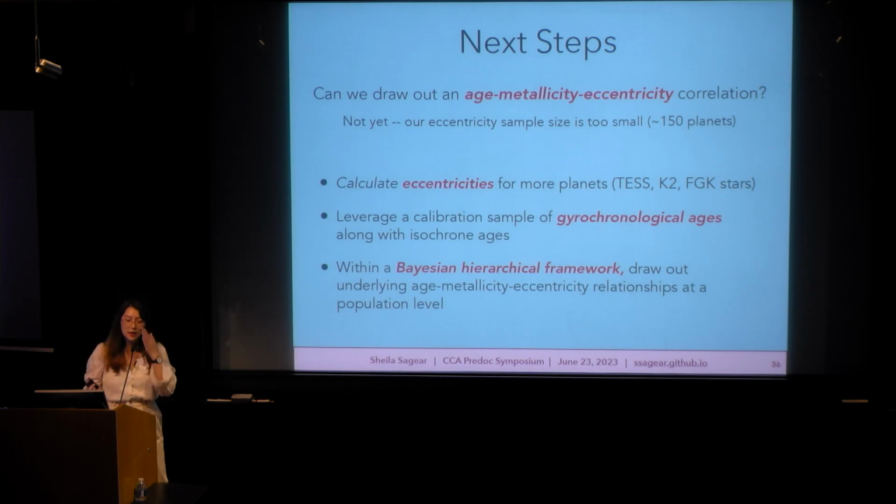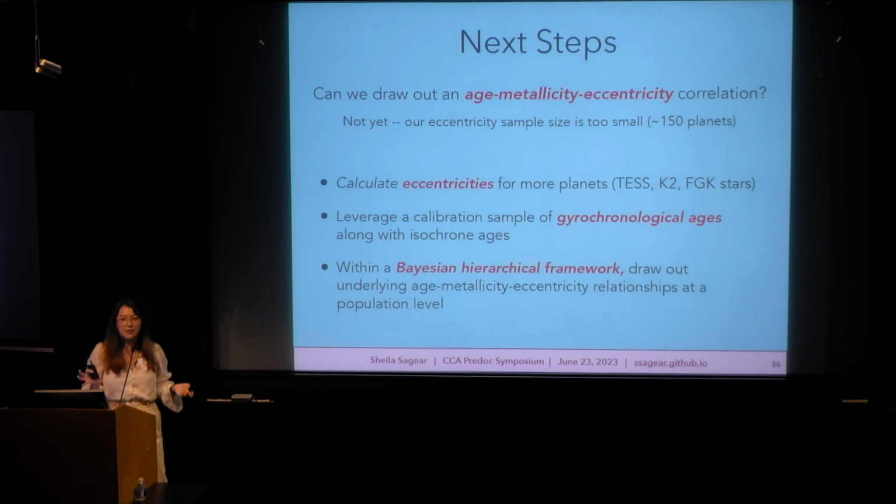Fitting transit light curves, if you've done that before, you might know that it's extremely computationally taxing. And we have eccentricities for about 150 planets so far around Kepler M dwarfs. So what we'd really like to do is calculate eccentricities for lots more planets, so TESS planets, K2, and maybe expanding to other spectral types. We're not sure about that yet, but I would like to see where that goes.